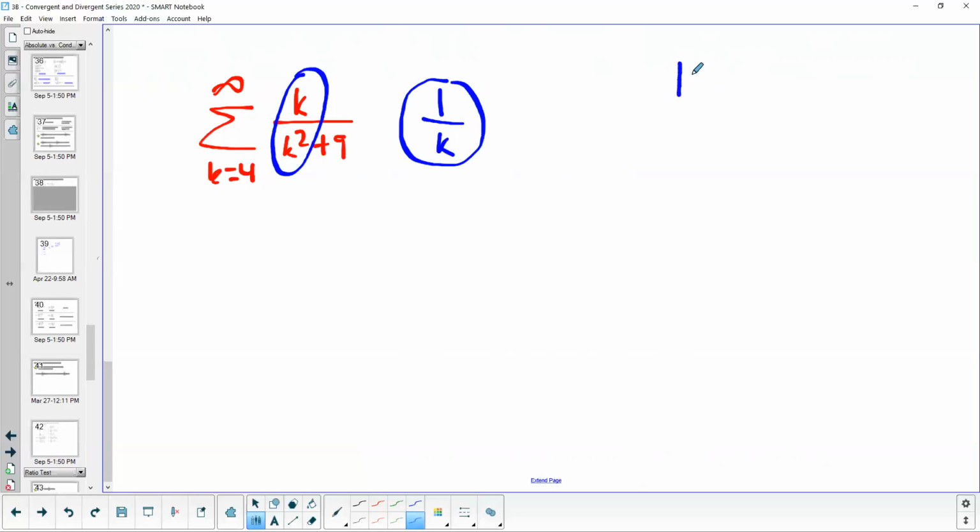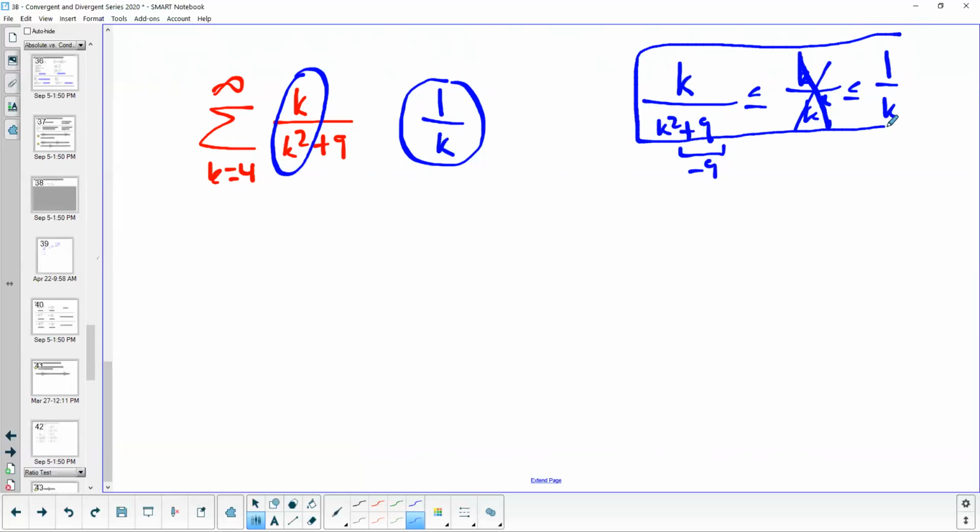Now, the problem is, what if we try to do just the comparison test? That's from video 5. We try to write an inequality that compares something to k over k squared plus 9. The easiest way to manipulate this would be to get rid of the 9. So if I subtract 9 from the denominator, I get k over k squared. I made the denominator smaller, which made the fraction bigger. And k over k squared simplifies to 1 over k. So this inequality is true: k over k squared plus 9 is less than or equal to 1 over k.